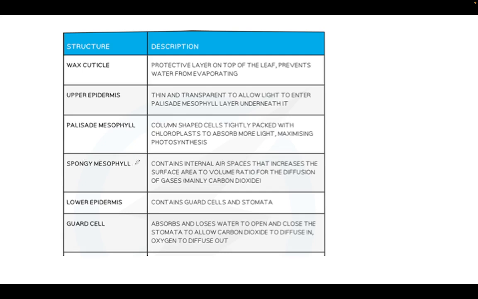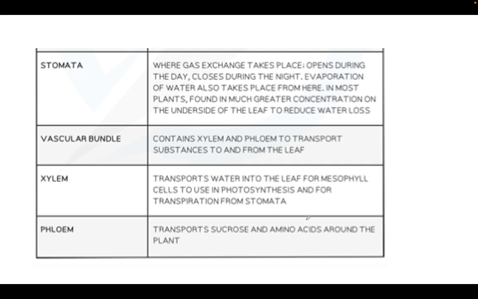We saw spongy. They are round, and they even have airspace between them to allow carbon dioxide to diffuse, but of course they also have chloroplasts and all that. The lower epidermis contains guard cells and stomata. Guard cells, we saw that also, they open the stomata. They absorb and lose water by transpiration, but also open and close the stomata to allow carbon dioxide diffusing. You should understand that very well. And we also have the stomata where gas exchange takes place, and it opens during photosynthesis. During the night, evaporation of water also takes place via the stomata because it's an opening, meaning water can go through.